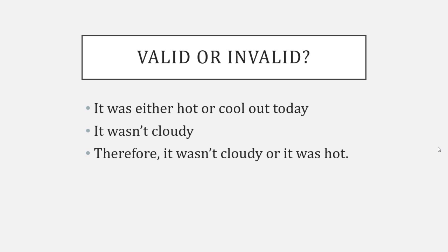So the answer is it is a valid argument, because if that second premise is true, if it wasn't cloudy, then it's got to be true that either it wasn't cloudy or it was hot, right? The truth of the second premise guarantees the truth of the whole conclusion all by itself. So if both of those premises are true, then it's got to be the case that that conclusion is true as well. And that's our definition of validity. There's just no possible scenario you can imagine where both premises are completely true and the conclusion is false. Yeah?